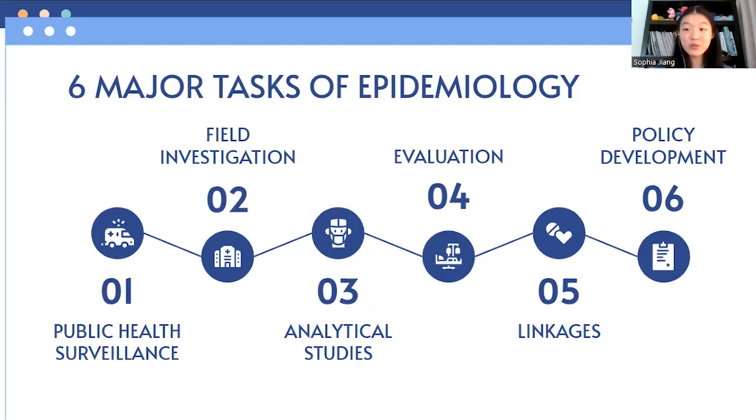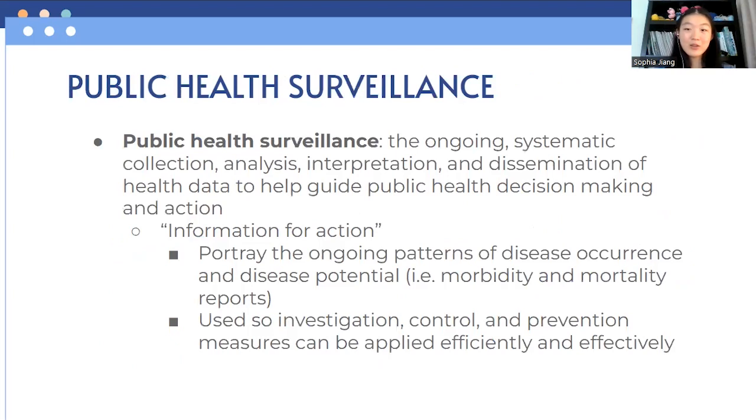Number 1, public health surveillance. Number 2, field investigation. Number 3, analytical studies. 4, evaluation. 5, linkages. And 6, policy development. So let's get started with number 1, public health surveillance. Public health surveillance is defined as the ongoing systematic collection, analysis, interpretation, and dissemination of health data to help guide public health decision-making and action.